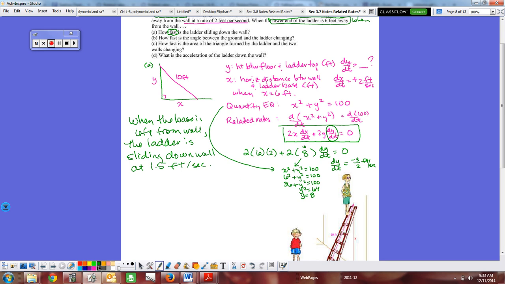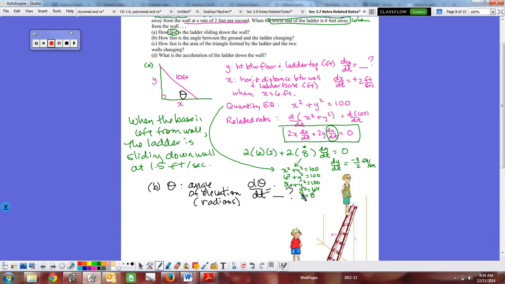All right, now let's take a look at scenario number 2. So now let's look at B. B, same problem, except now I want to know how fast the angle between the ground and the ladder is changing. How fast the angle, so theta, we're going to make that the angle of elevation, measured in radians, because everything in calculus is going to be measured in radians when we do this. The angle of elevation in radians, and what are we looking for? We're trying to find d theta/dt.